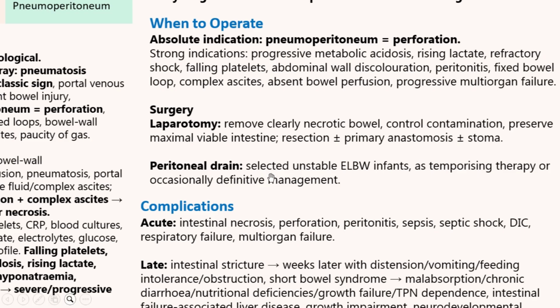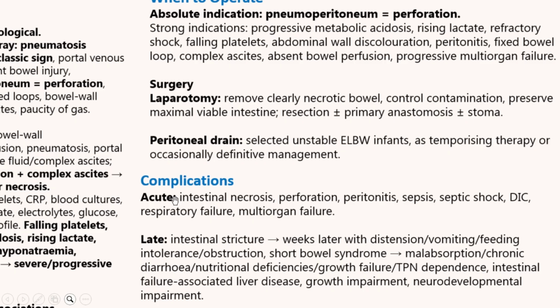Then we have a peritoneal drain, which is selected for unstable, extremely low birth weight infants as a temporizing therapy, or occasionally definitive management. So sometimes we can put the peritoneal drain to try and reduce the contaminants because we are not able to do the surgery yet. But as you can tell, of course, the prognosis is going to be very, very poor.